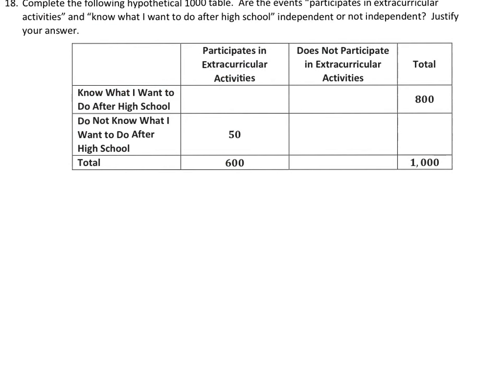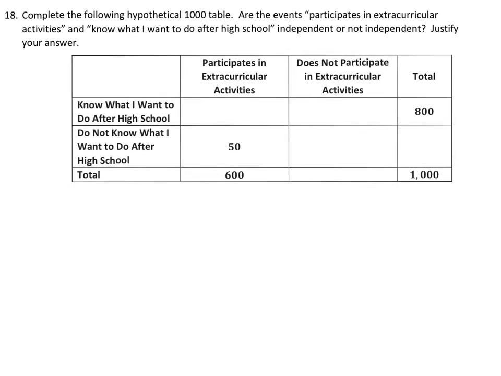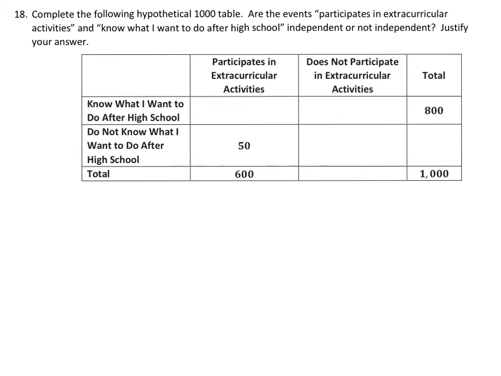Okay, so again, we're skipping to the evens, so you can jump ahead to the next page and look down at number 18. All right, so when you look at number 18, it says, complete the following hypothetical 1,000 table. Okay, so what this means is this table is not complete, but they want us to fill in the missing numbers. Now, we know that this is our total. So if this is 1,000 and this is 800, you could say 1,000 minus 800 would be 200. So in this box, we have to have 200.